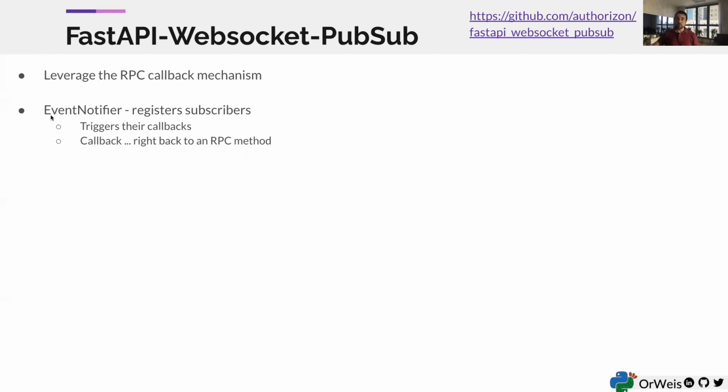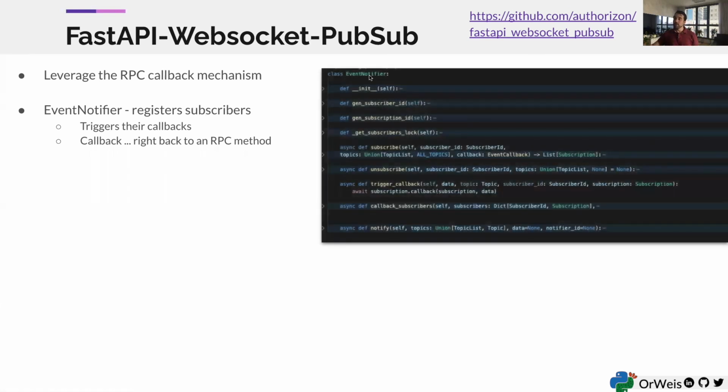So the basic component that we've built within the FastAPI WebSocket PubSub package, which you can find here on GitHub, is the event notifier. It essentially registers subscriptions for callbacks. And you can see this is basically the signatures of the main methods of the event notifier. And you can see the main one that I've opened here, trigger callback. It literally picks up the subscription that's passed to it when you call notify, and it just calls a callback function.